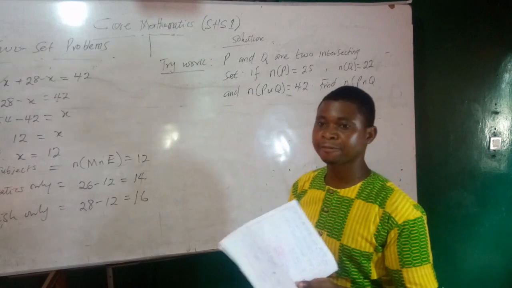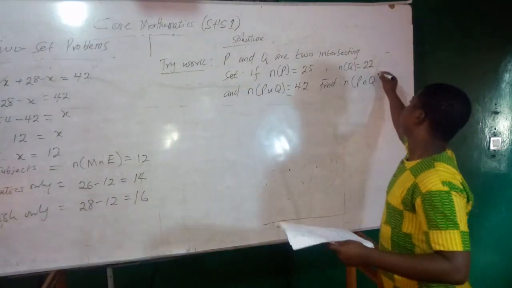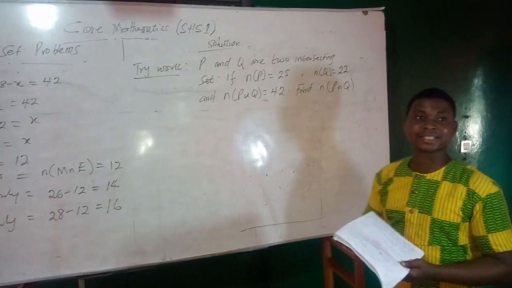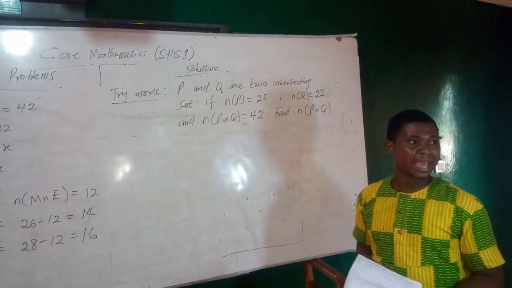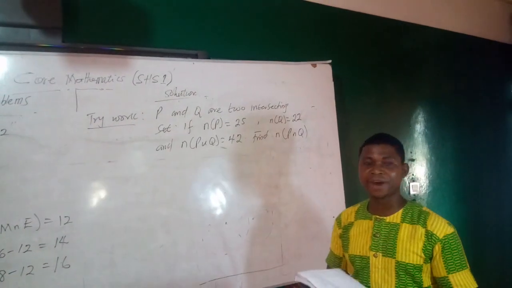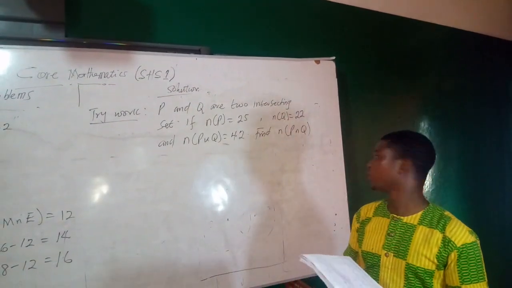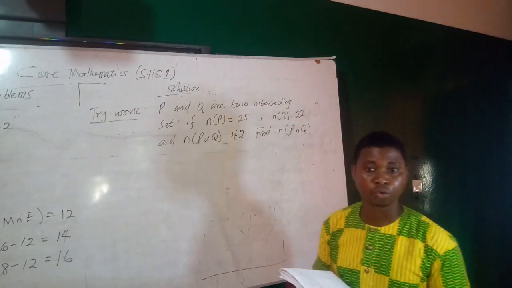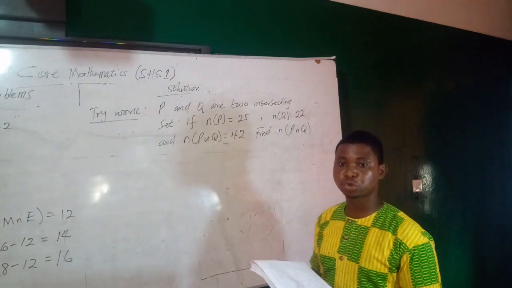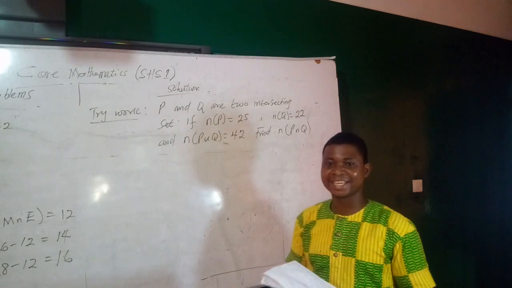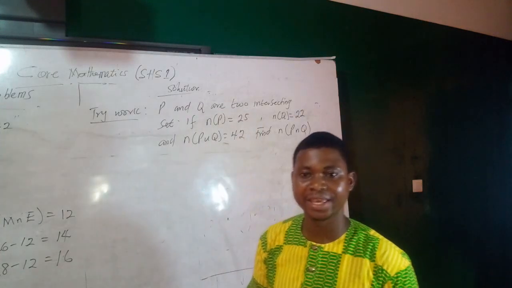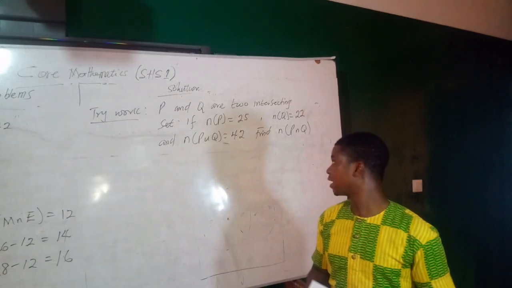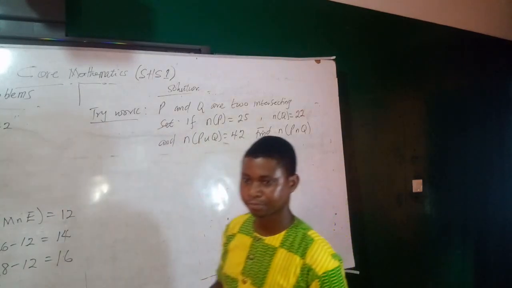So let's look at the question. P and Q are two intersecting sets. If n of P is equal to 25, n of Q is equal to 22, and n of P union Q is equal to 42, find n of P intersection Q. Find n of P intersection Q. So start work.